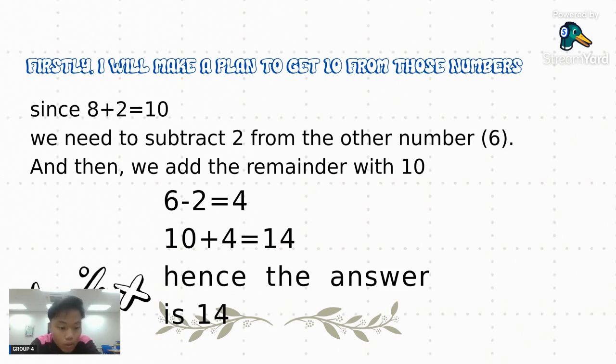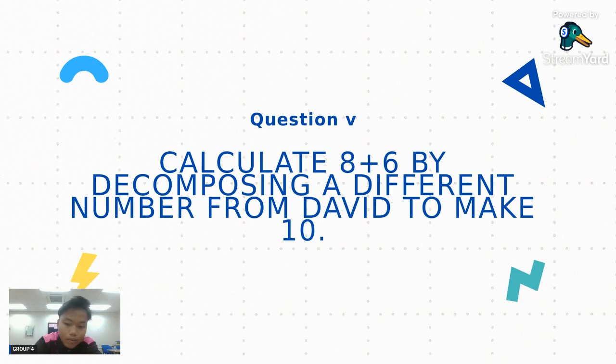So we need to subtract 2 from 6 to get 2. And then we add up the remainder, which is 6 minus 2, 4. And we add the remainder to 10. So we'll get 10 plus 4, which is 14. This is just like the cubes just now, but we do it mentally. All right, moving on.